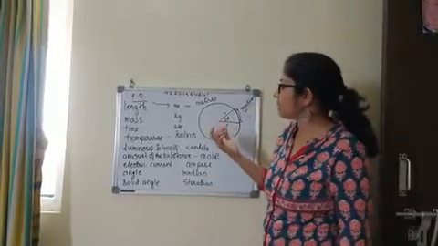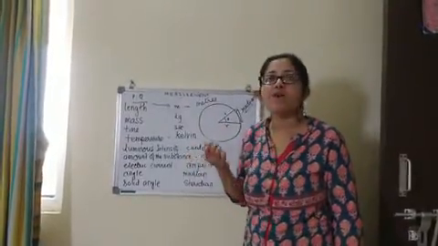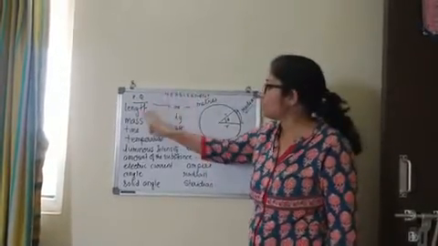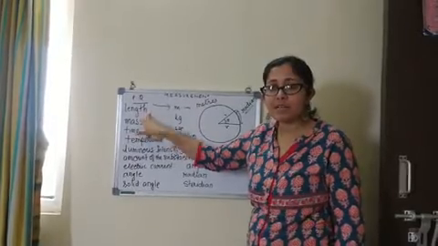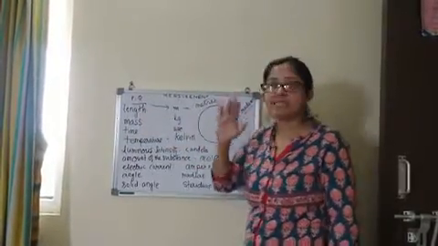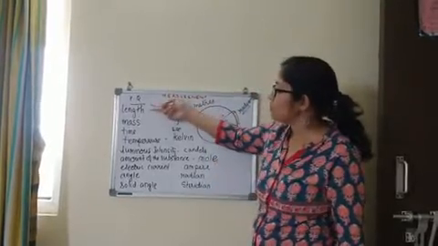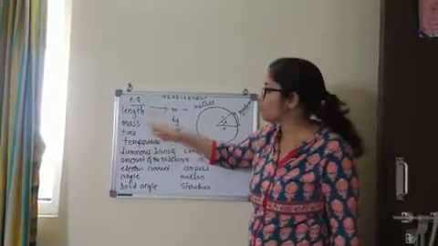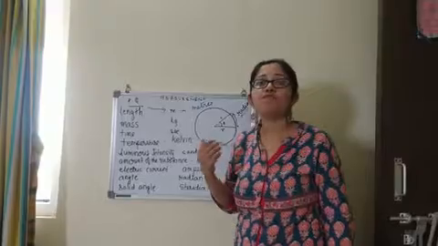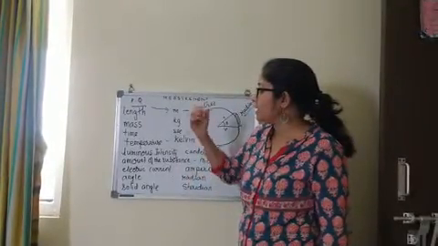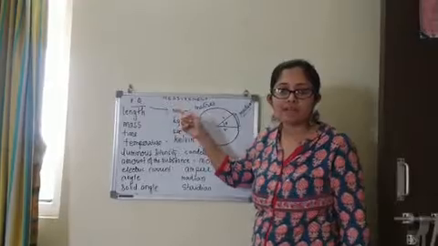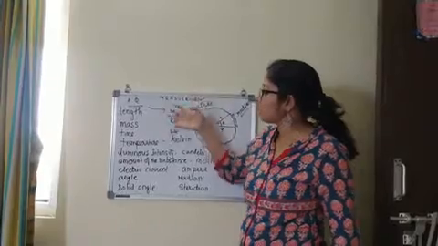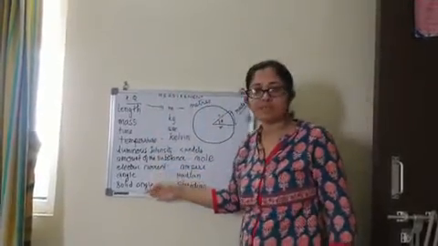For example, if I'm talking about area, how will you find the area? Length into length. Yes, so two basic quantities I'm using. For speed, speed is distance upon time. Distance is the length, so length upon time. So two basic units are used. For volume, what is the formula for volume? It is length into length into length, right? Or meter cube. So all the derived units are basically derived from these 7 basic quantities.